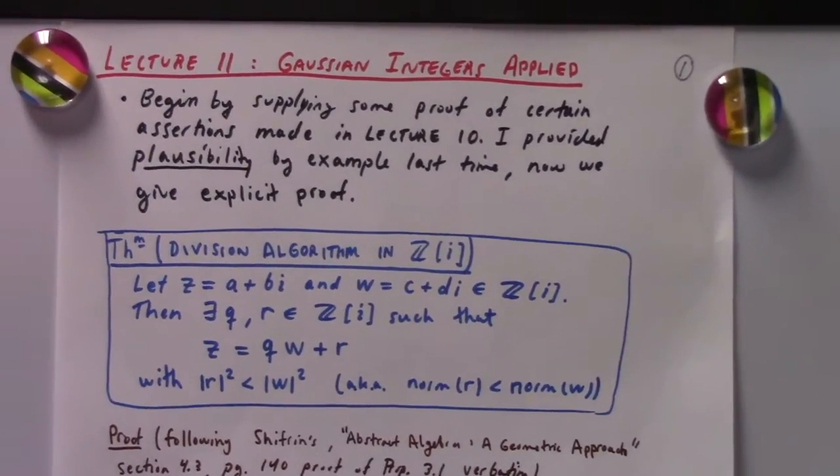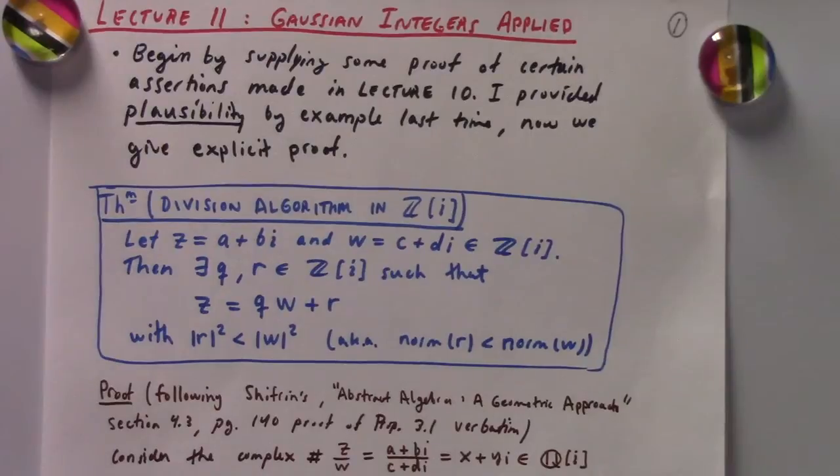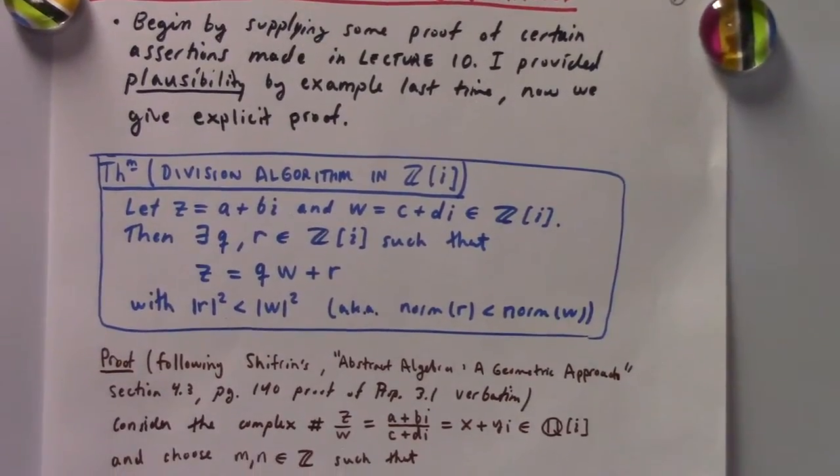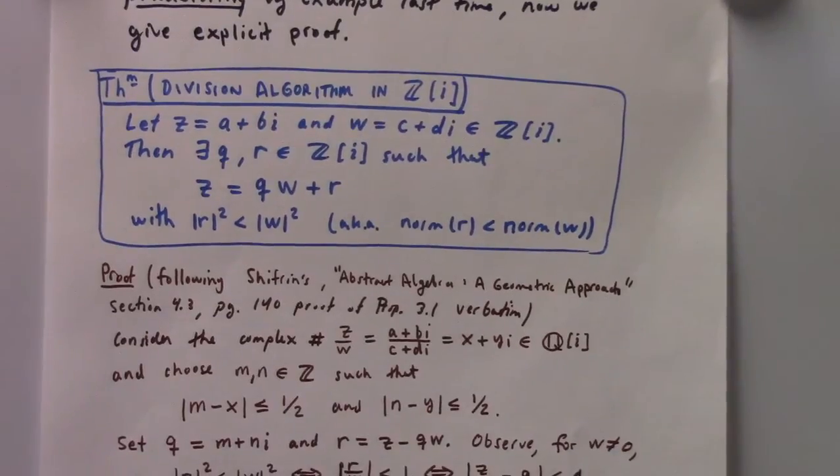So I'm going to follow a proof I found in Trifkovic's Abstract Algebra, A Geometric Approach, I think is the name of it. Let's see, I've got that down here. All right, so here it is. Pan down a little bit here. I'm still getting used to this, guys.